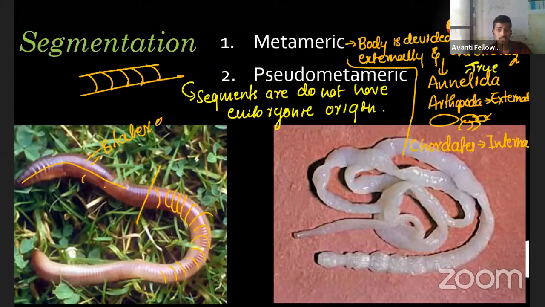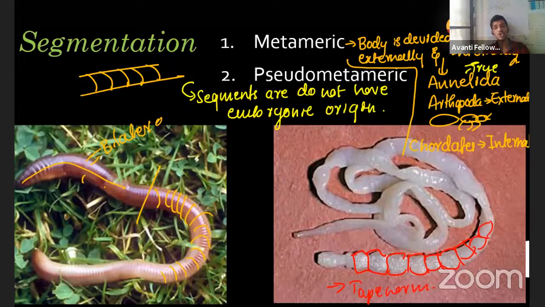But for this pseudo metameric segmentation, look at the example. What is the name of this one? Yes, correct, these are tapeworms. They actually have segmentation. You can look here. It looks like a segmented body only, but these segments do not have their origin in the embryo.